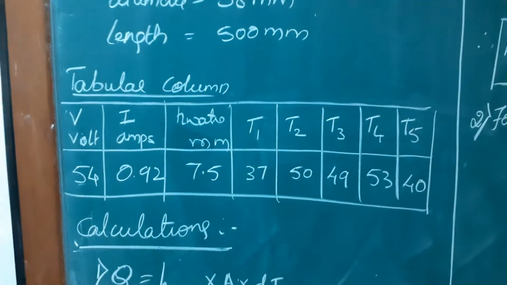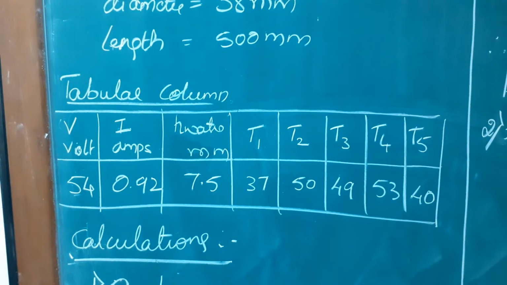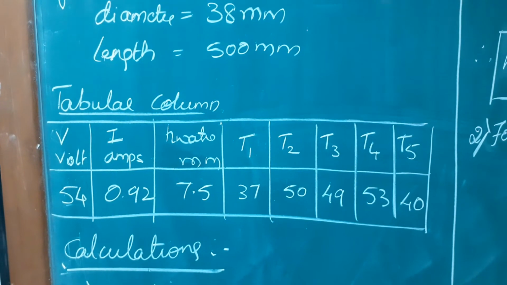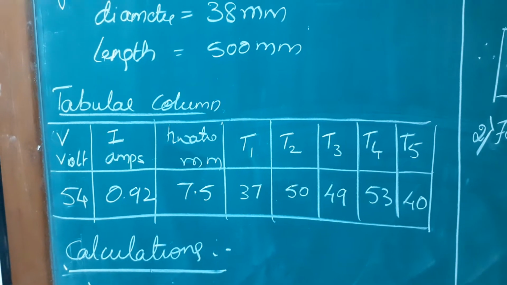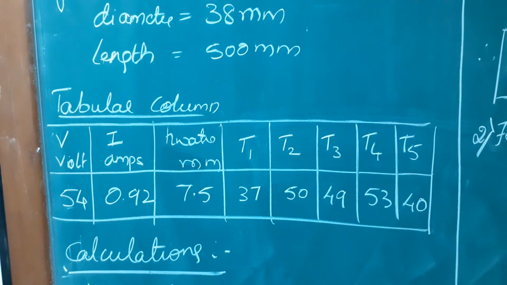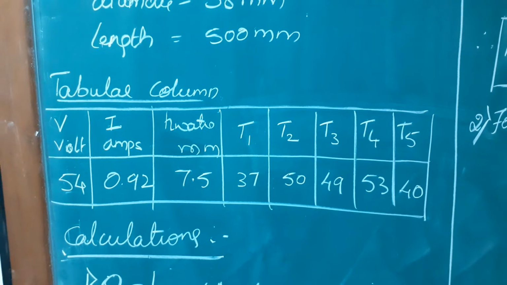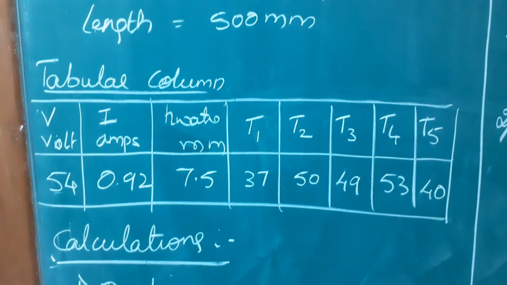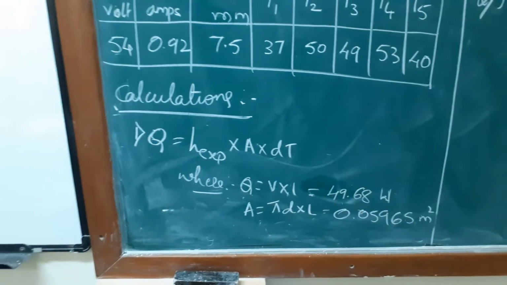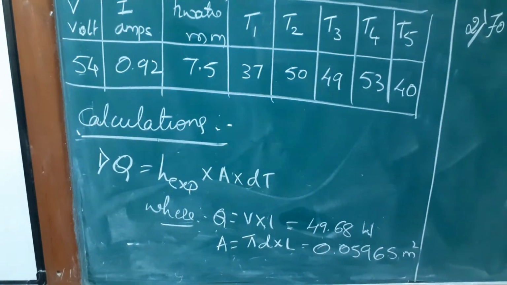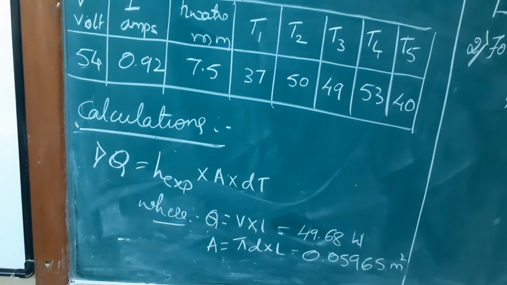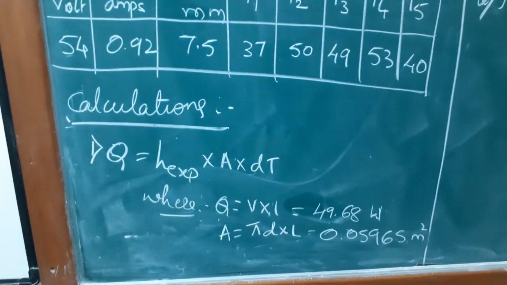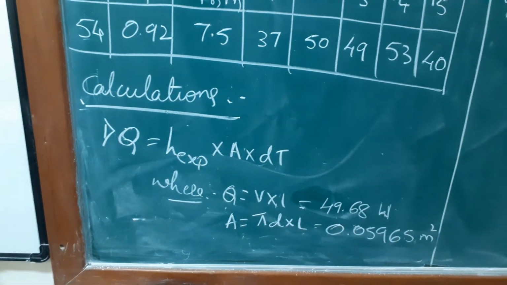After attaining the steady state, we got these values: voltage, current, head of water from the manometer, T1 the inlet temperature of the air, T2, T3, T4 the surface temperature of the tube, and T5 the exit temperature of the fluid. Once you have these readings, we'll go for the calculation. The aim of this experiment is to find the convective heat transfer coefficient experimentally as well as theoretically. First we will calculate it experimentally.